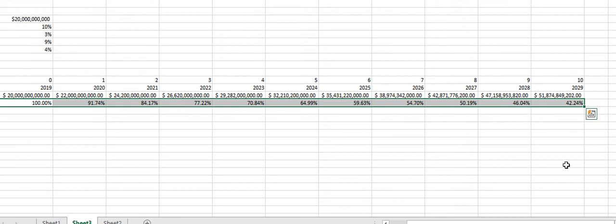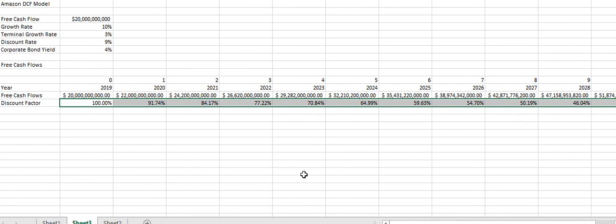So to illustrate, say in year 9, by 2028, based on a 9% discount rate, $1 would be worth about 46 cents if you just held it in cash, because you could take that dollar again and invest it, say, in the stock market. So we've got to discount these cash flows.